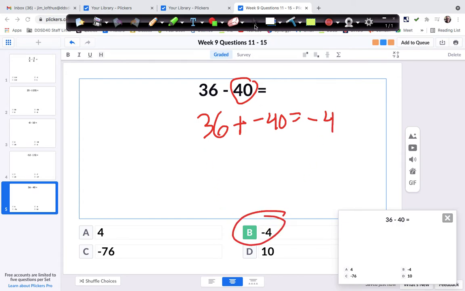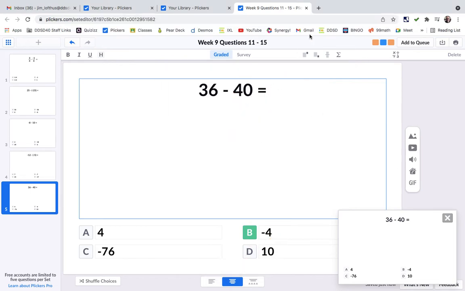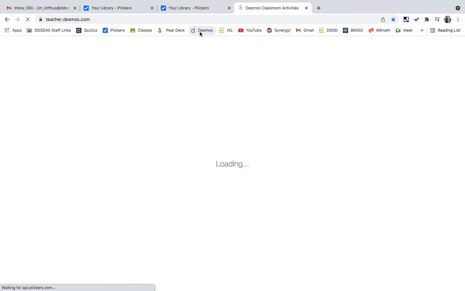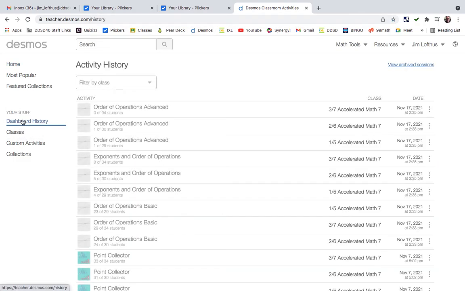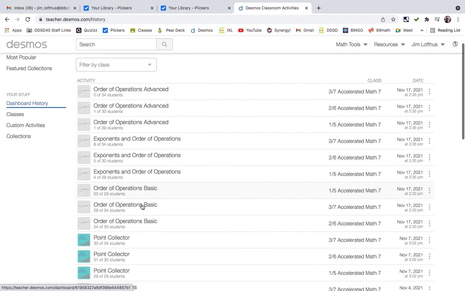Okay, the last thing we did in class today is we worked on Desmos. And so I'm going to go to the first one and do an answer key. So here's the answer key to the first one. It was order of operations basic.